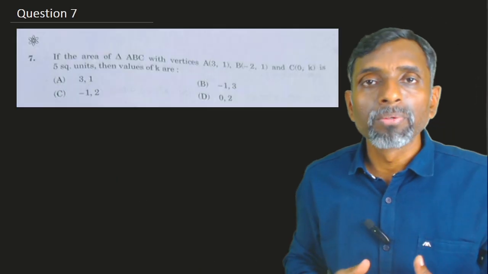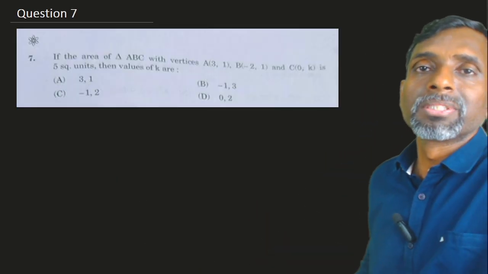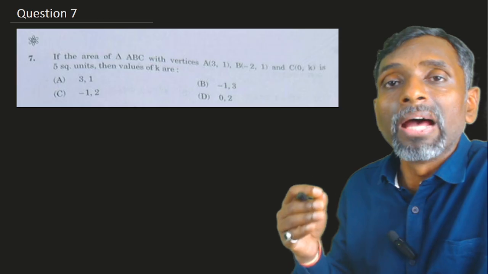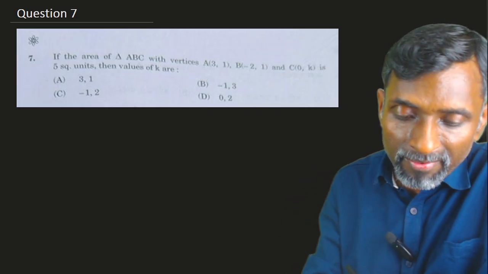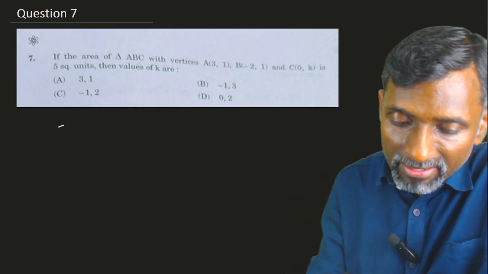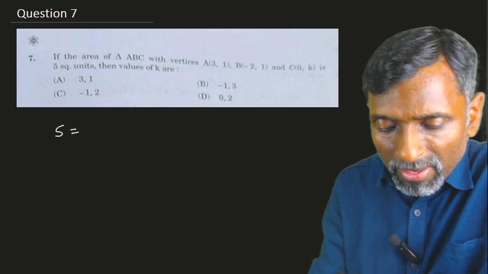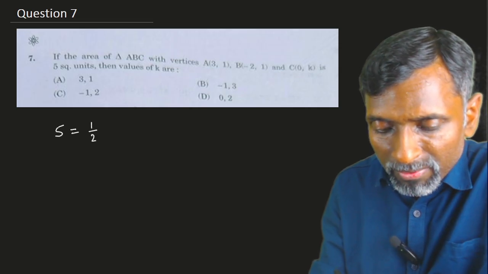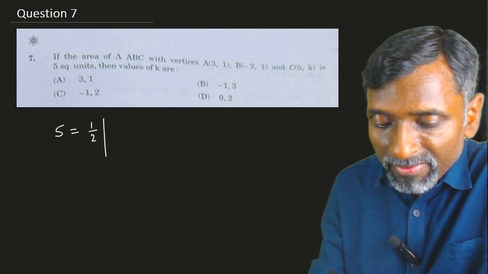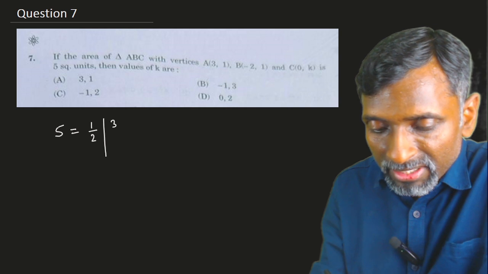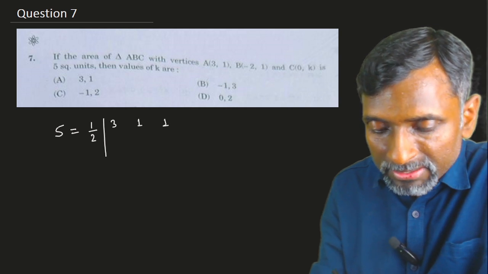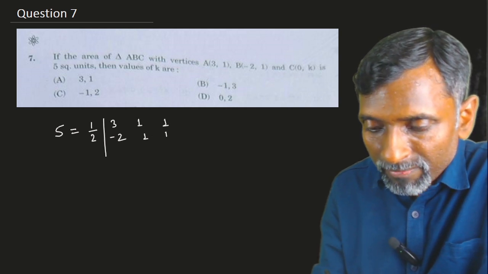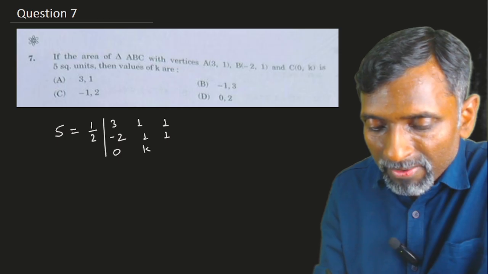These are very simple multiple choice questions. You can see question number 7. This is an application of determinants. We have to find the area of the triangle which is given. You know the formula for the area of a triangle: it is 1 by 2 multiplied by a determinant, where we can arrange the first vertex 3, 1, 1, the second minus 2, 1, 1, and the third 0, k, 1.